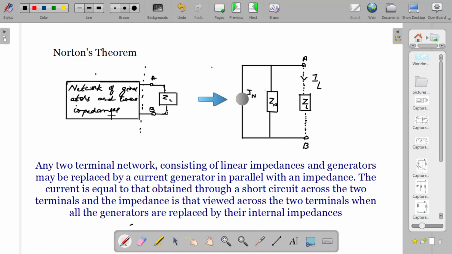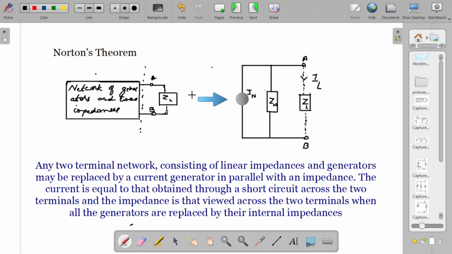Okay, but when you remove all the generators, voltage or current generators, and replace them with their impedances, and then you look from A, B towards this complicated circuit, what is the total equivalent impedance? That impedance is actually ZN. So now you understood that Zn is the same as Zth.